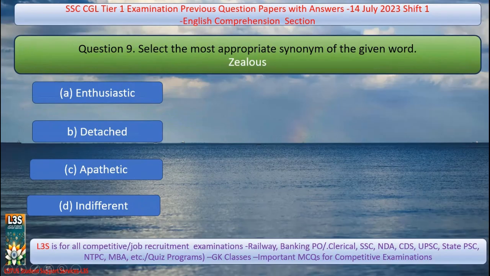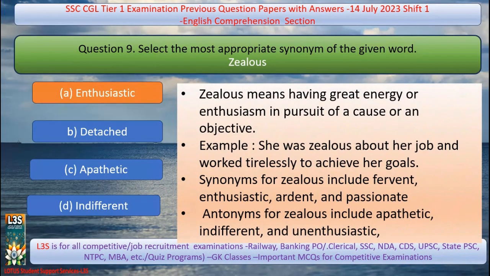Question 9. Select the most appropriate synonym of the given word zealous. It is enthusiastic. Zealous means having great energy or enthusiasm in pursuit of a cause or an objective. Example, she was zealous about her job and worked tirelessly to achieve her goals. Synonyms include fervent, enthusiastic, ardent, passionate, and antonyms include apathetic, indifferent, unenthusiastic.